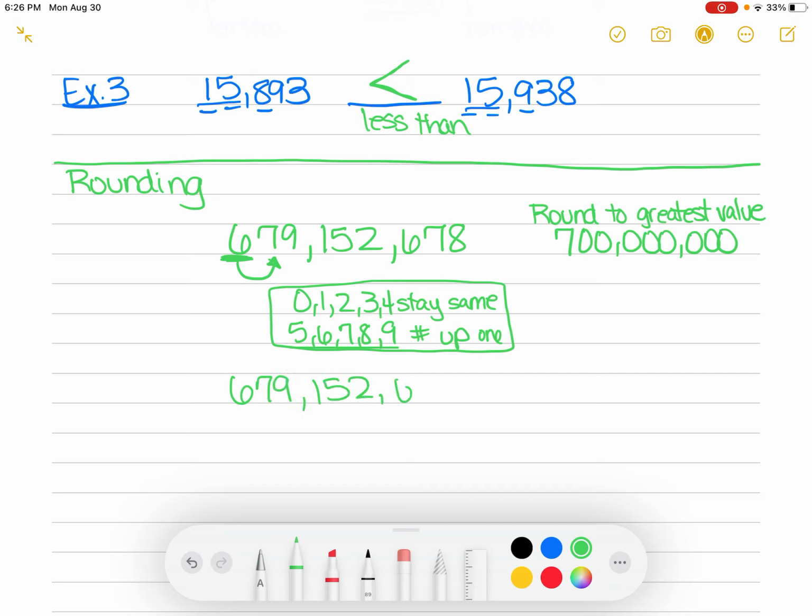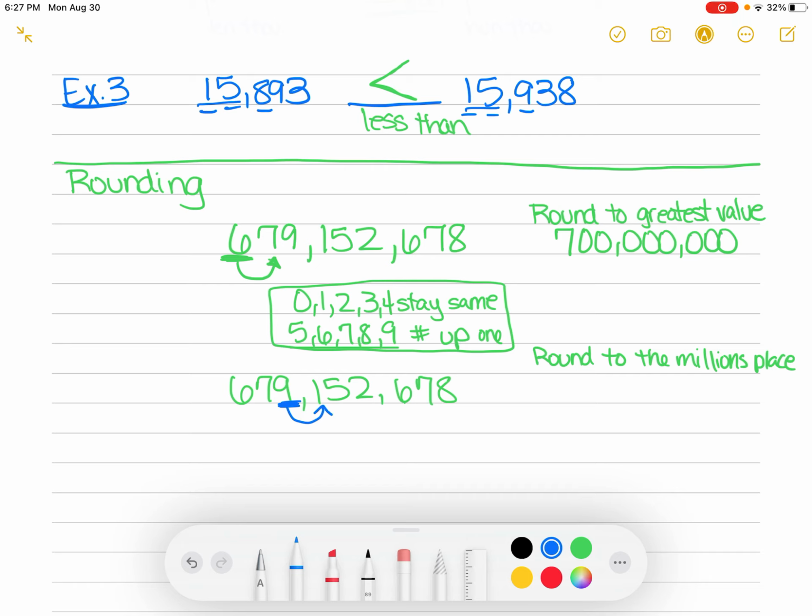679,672,828, and they ask me a specific place value, so let's say it says round to the millions place, that means I need to find the millions place. So which number on here is in the millions place? Okay, which is the 9, right? That's in the millions place. So I'm going to underline that number, and then I'm going to look to the right.